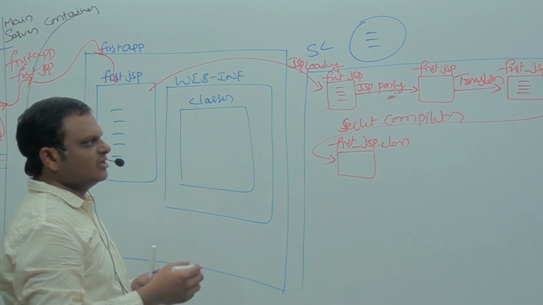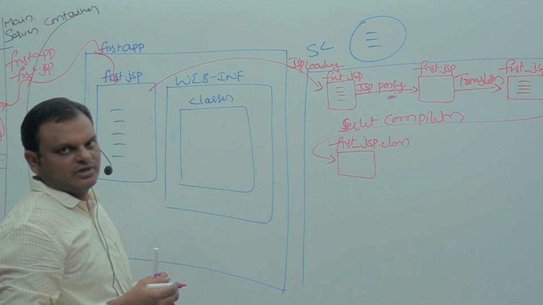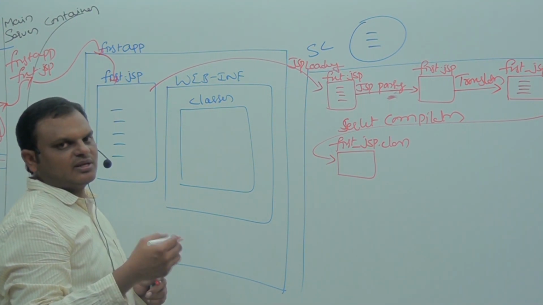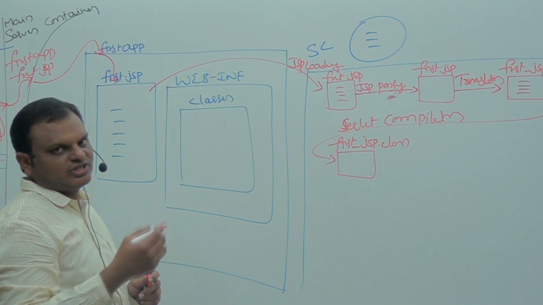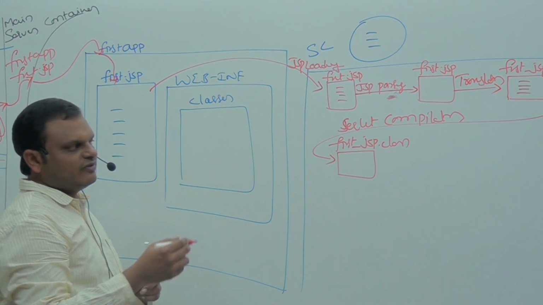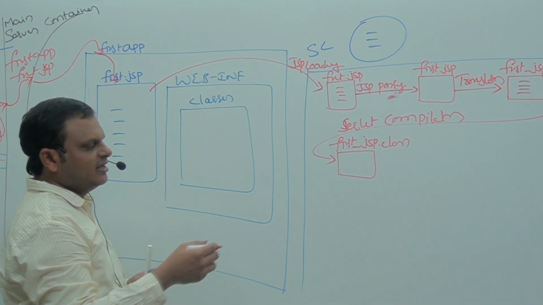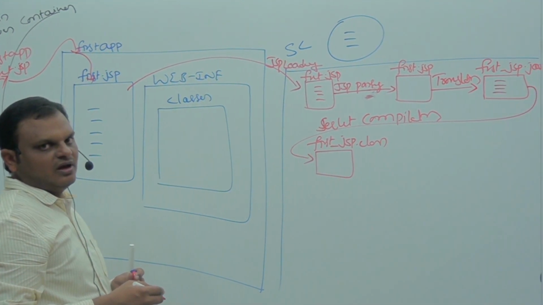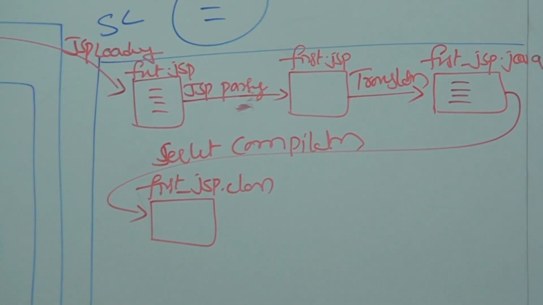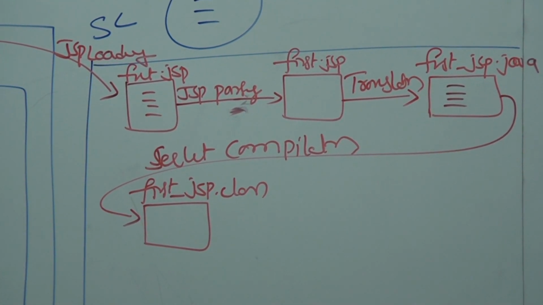After parsing, the JSP page is translated to a particular servlet class. That means a Java file will be created. If the JSP file name is first.jsp, automatically the translated servlet class name should be first underscore JSP, and the translated servlet file would be first underscore JSP.java. Whenever the first underscore JSP.java servlet file was created, automatically the container will compile that servlet Java file. Automatically which file is going to be generated? The first underscore JSP.class file.